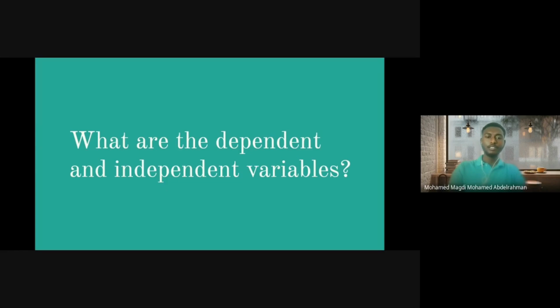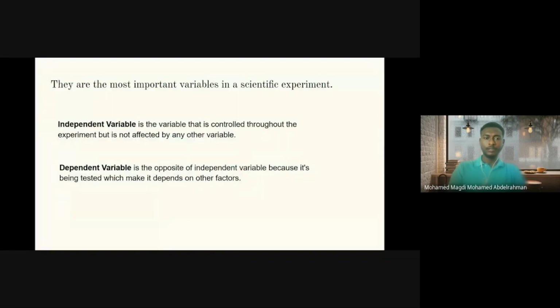So the question says, what are the dependent and independent variables? Simply, both of them are important in a scientific experiment, where the independent variable is a variable that is controlled throughout the experiment, but not affected by any other variable, while the dependent variable is the opposite of the independent variable, which makes it depend on other factors.